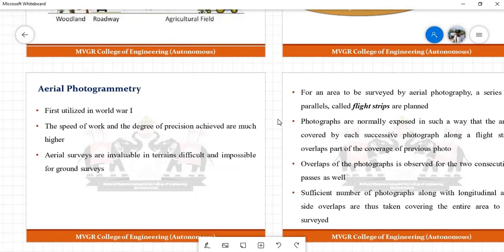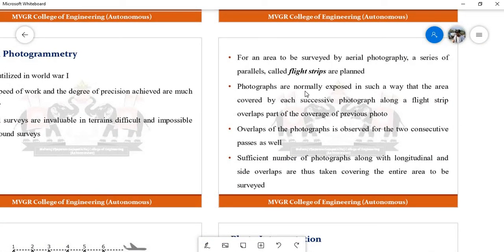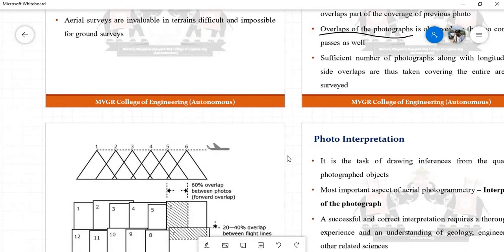So what is the background of aerial photogrammetry and what are the flight trips? Generally we will make the flight to get the information of an area. We will draw some strips, we will plan the flight travel so that we will have enough number of photographs. And obviously in future classes, overlaps of photographs will come, longitudinal overlap and side overlap. I have also discussed these in class. Just go through those concepts.